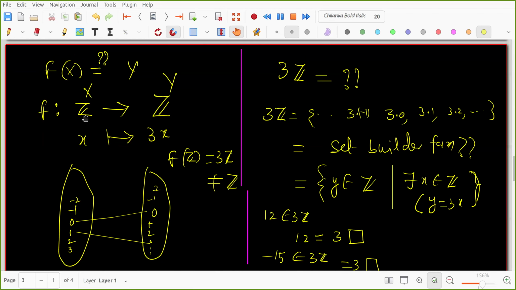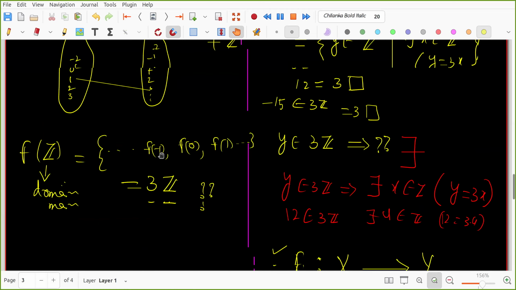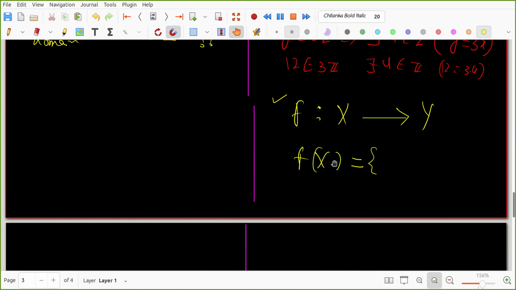See, it is a map. I took a map from integers to integers, x mapped to 3x, right? So one of you told that it is f of Z. Images are multiples of 3, that is 3Z. Images belong to the codomain, right? So f of X is a subset of which set? f of X is a subset of Y. So how do I start here?